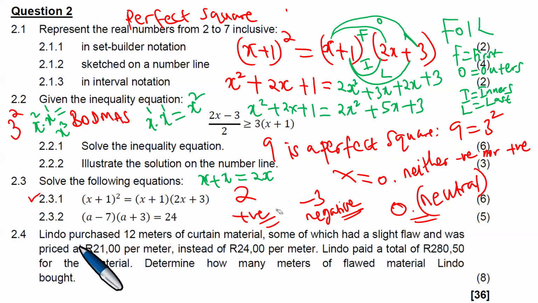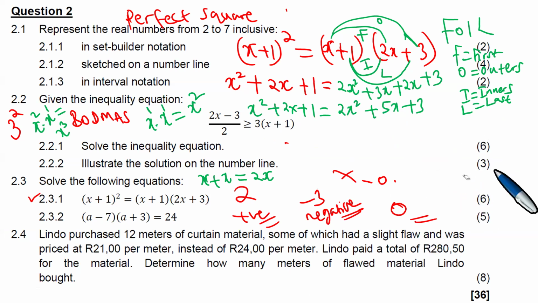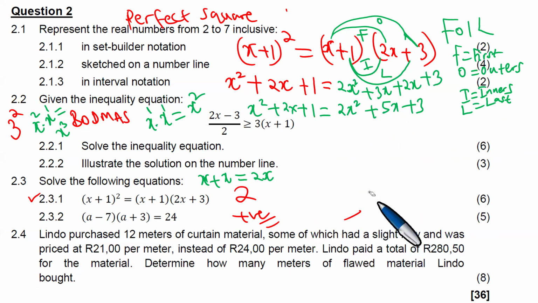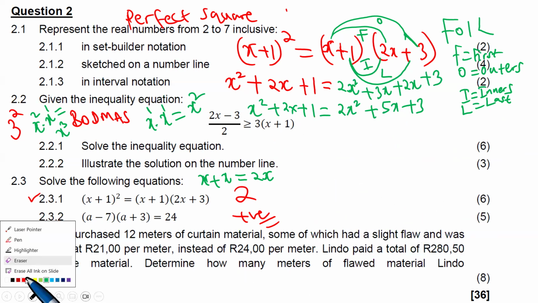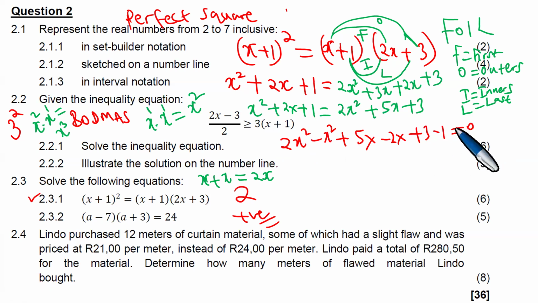Right, so now we continue. What do we do now? We illustrate it on the number line. So we have 2x squared. Before that, we collect like terms. So you have the 2x squared, we move this x squared to the other side, and it becomes negative. And 5x, and we subtract 2x. 3 minus 1 equals 0.